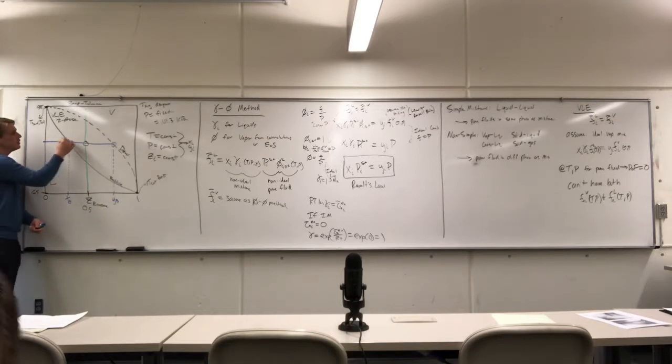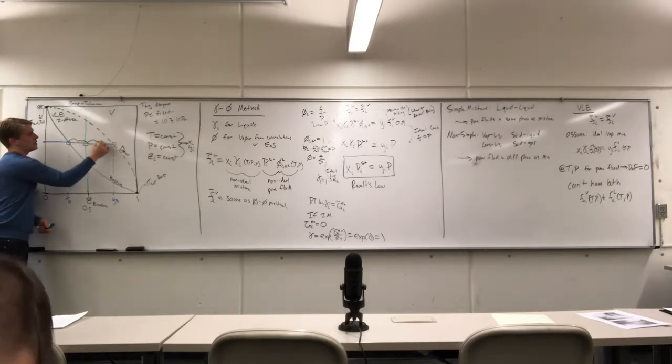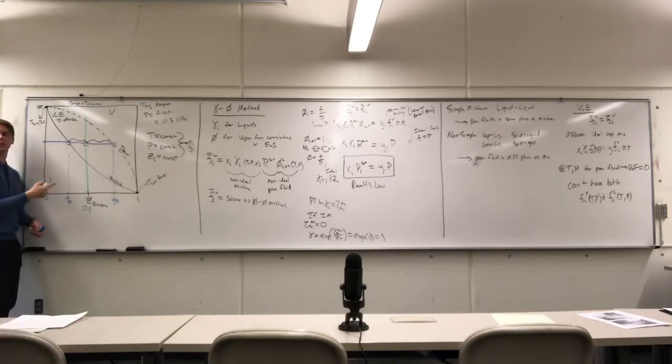But the distance between these two lines corresponds to how much of each phase you have. So the way that I view it is the phase that has more molecules wins the tug of war. So in this case here, do I have more liquid or do I have more vapor from the lever rule? More liquid.